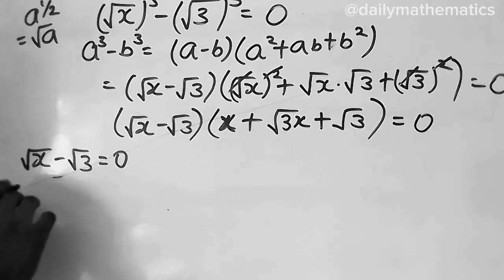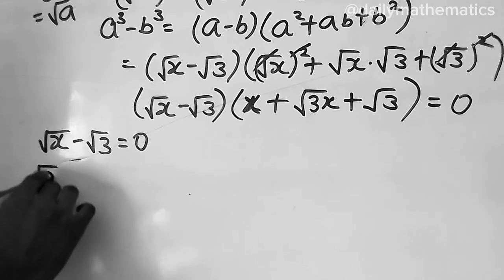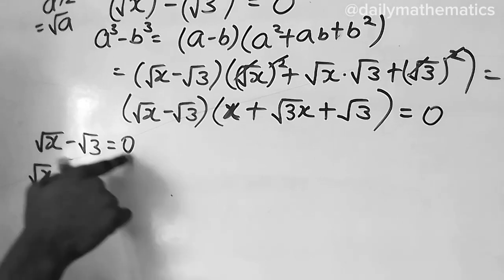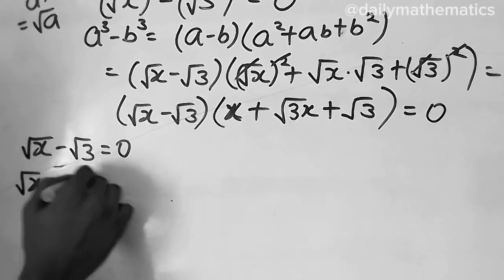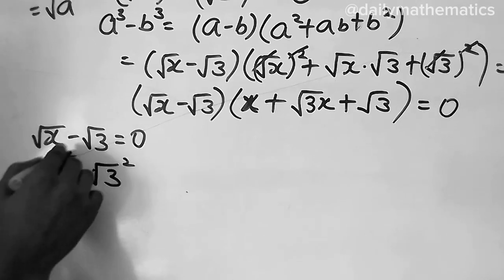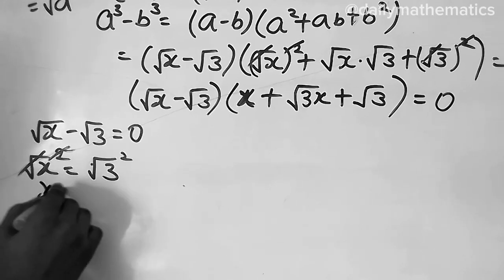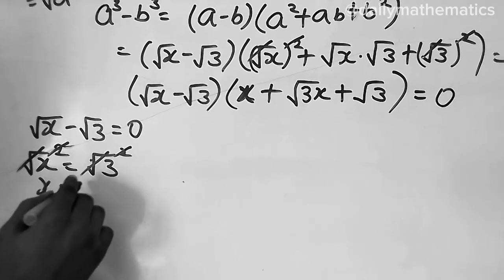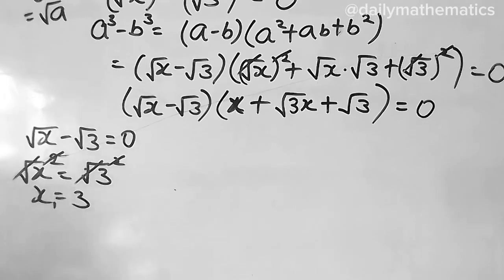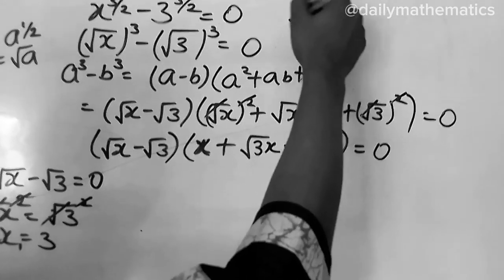What will this give us? We'll make root x the subject of the formula. Root x equals, the 0 disappears, root 3. Then we square both sides to get rid of the square root, so x will be equal to 3. So x1 equals 3, and actually we have to find all the roots.